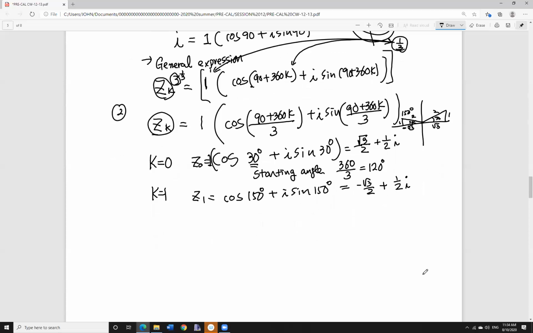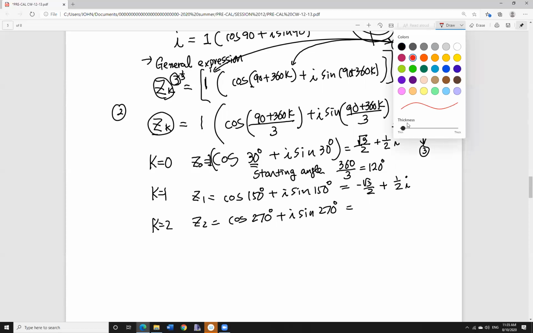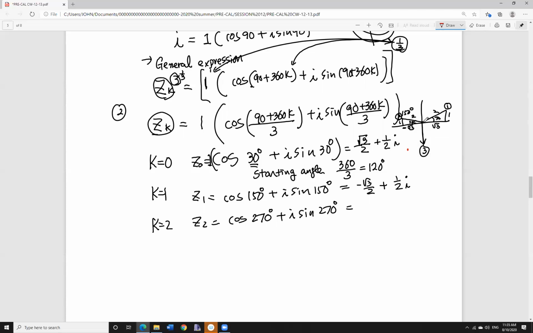Where's the next one? 150, another 120, 270, right? This is 270. Cosine 270, i sine 270. Over here, this is one root, this is the second root, third root over here. Can you see the symmetry, right? Here, here, here. That's the root.